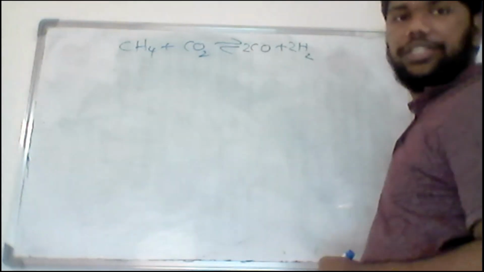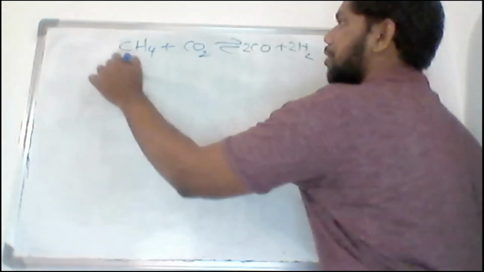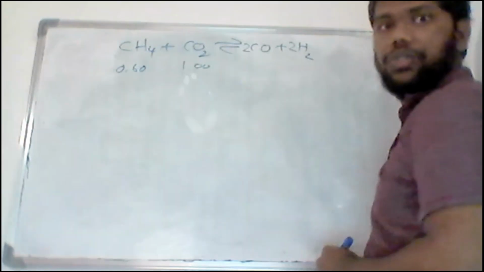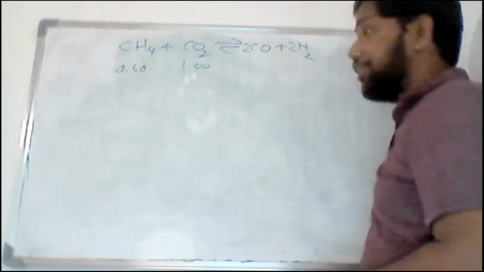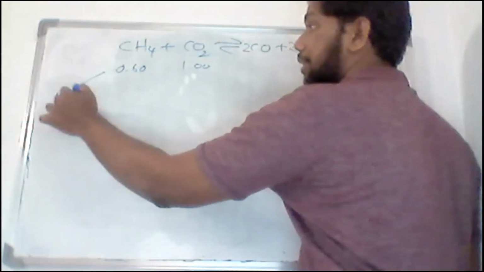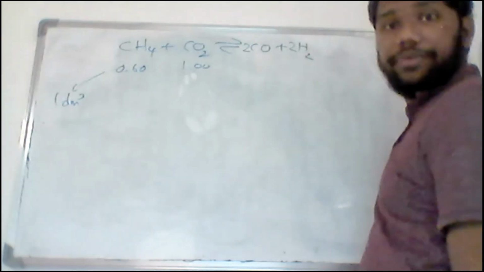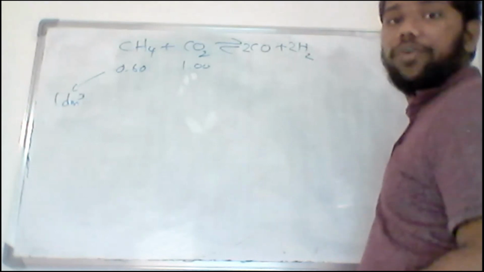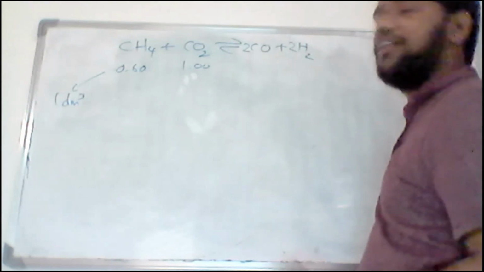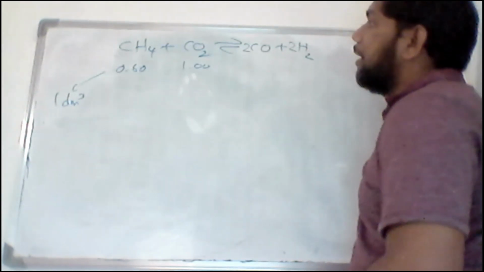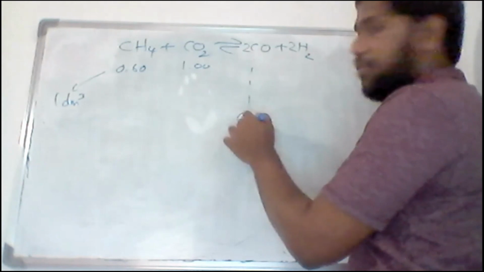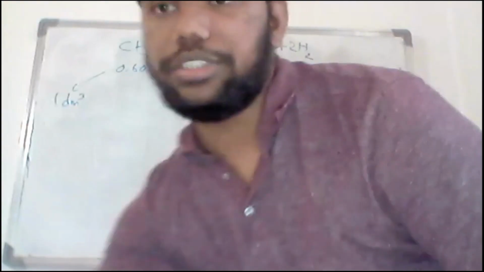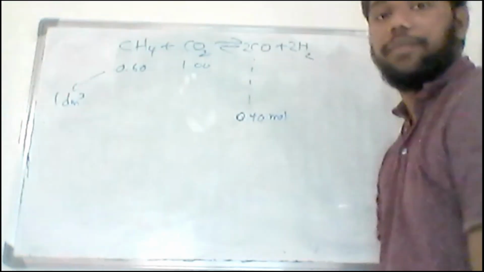When 0.6 moles of CH4 and 1 mole of CO2 were introduced into the closed rigid container, the volume is given, that is 1 decimeter cubed, and the temperature is given as 25, and the system was allowed to reach equilibrium, and 0.4 moles of CO was formed. They have asked about the value of Kc. So at equilibrium they found this is 0.4 moles. We have seen this type of question, in fact, many times in the essay paper also.